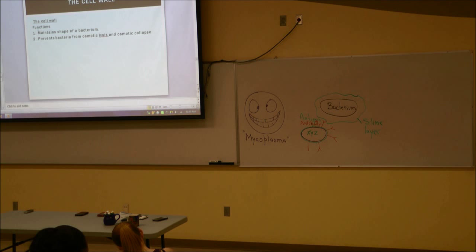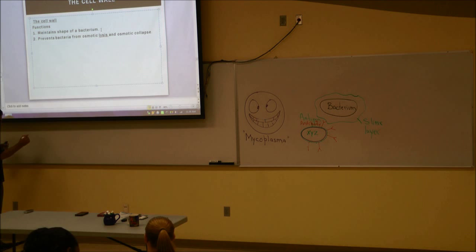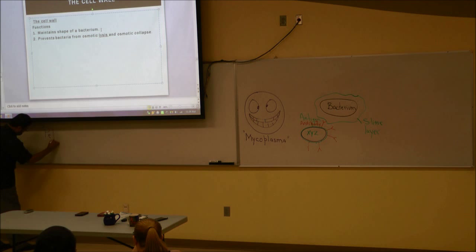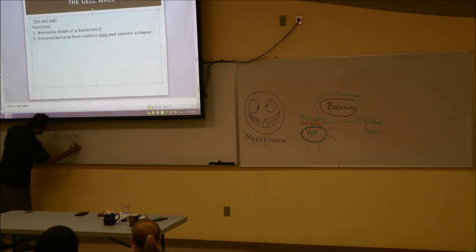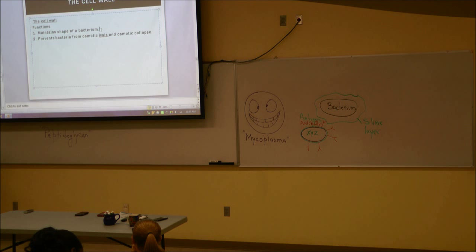The main function of the cell wall is that it provides bacteria shape. And I think I might have mentioned, if not, you can write this down, that the part of the cell wall that provides shape is peptidoglycan. This is the chemical in the cell wall that is responsible for the rigidity of the bacteria. Rigidity. Firmness of the bacteria. Okay?